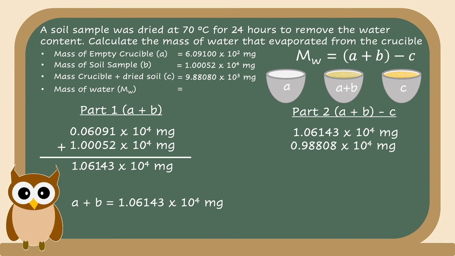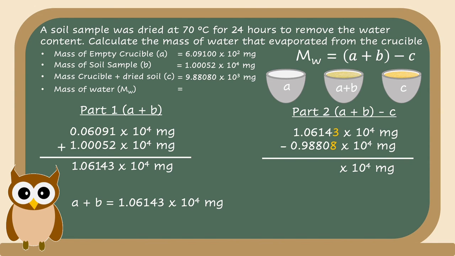So 1.06143 times 10 to the power of 4 minus 0.98808 times 10 to the power of 4. This gives us the same exponent in the answer. And now on to the subtraction of the coefficients.